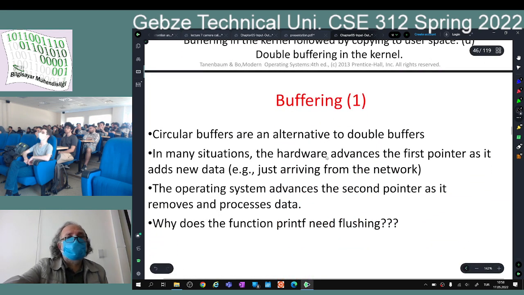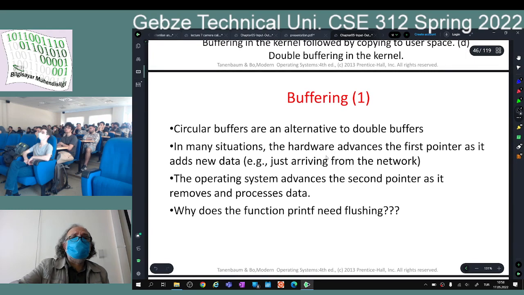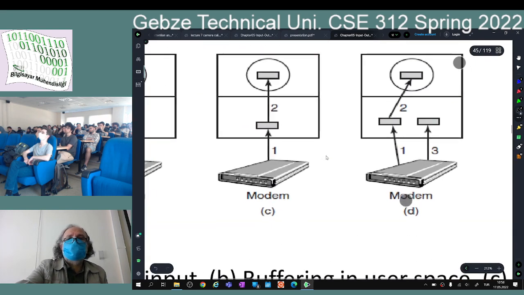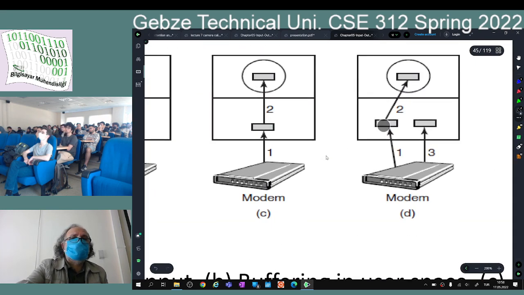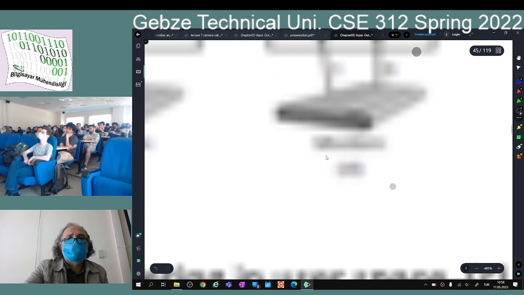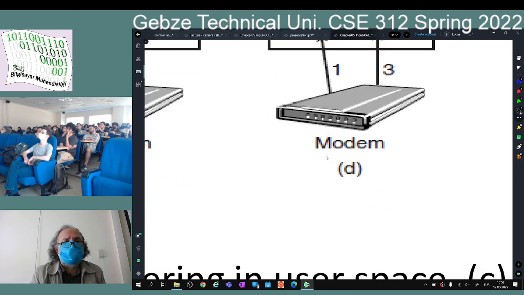Okay. Let me continue then. Some people say, why don't we use circular buffers? I mean, why are we using the double buffer? Because this one is busy. I am transferring the data from this buffer to the user space. While I am transferring the data between the kernel and user space, I am storing my new data in here. Why don't you use a circular buffer?